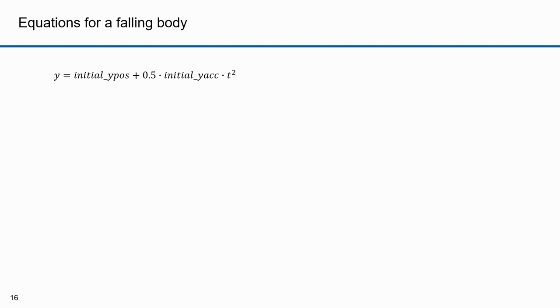The y-coordinate, or the vertical coordinate, is the initial vertical position plus 0.5 times the initial vertical acceleration times time squared. I'll set the initial y-position to 250. This animation will show an object dropping from 250 meters to 0 meters. And I'll set the initial y acceleration to minus 9.81. I call this the initial acceleration. I'm doing that for a reason. For now, the acceleration will be constant.